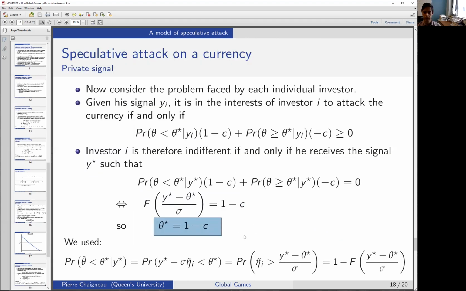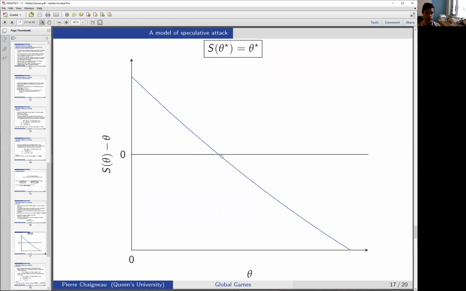Now this is what we have right here. Okay. And so now we know exactly. So if we go back to the previous graph, this is theta star, and the currency will collapse for any theta less than theta star, and it will not collapse for any theta greater than theta star. And now we know what the value of theta star is.